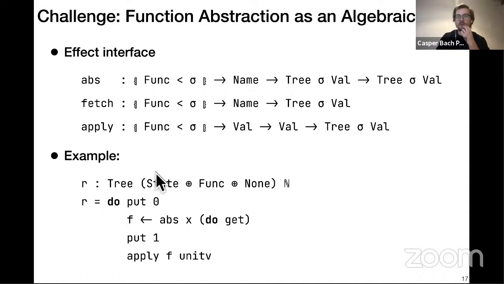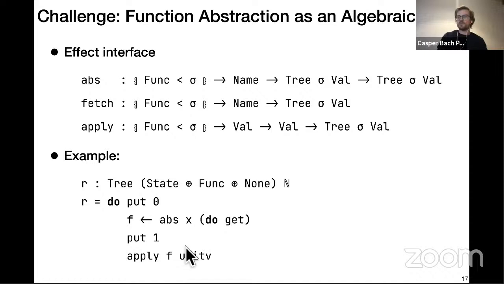As an example of a program that I could write using this is this program that I wrote down here. We put zero as the first thing in our program. This program involves both state effects and function effects. So first I put zero, and then I construct a function abstraction, which binds an X. Actually, it ignores the X, and then it just gets the state of the reference cell. Then I put one into the stateful reference cell, and I apply the function f to just a unit value. And well, with a plain semantics, I would expect this program to yield the result one.